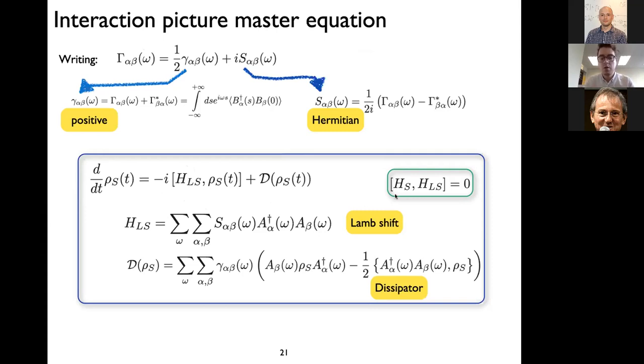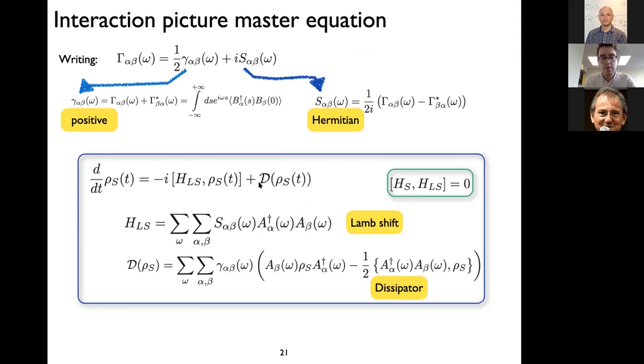The reason it's called a Lamb shift is that you can prove from these eigen operators that we introduced that this Hamiltonian HLS commutes with our system Hamiltonian. So the interpretation is that what this Lamb shift Hamiltonian does for our open system is it renormalizes the energy levels of our open system. It basically shifts the energy levels of our open system.